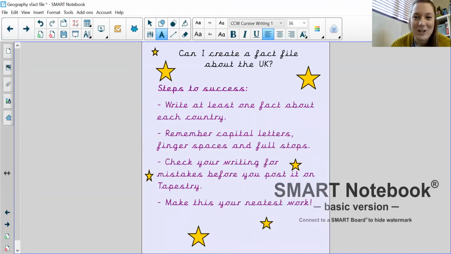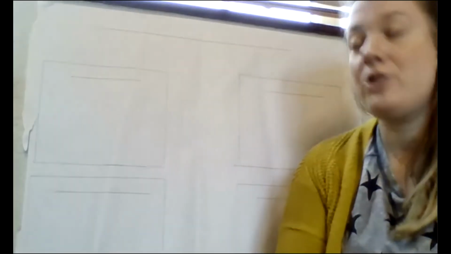Right, let me stop sharing. And then I'm going to write my fact file first, or I'm at least going to start it. And hopefully you can see what I've done. I've thought carefully about how I'm going to write my fact file. Now, when you do a fact file, it's really important that as soon as you look at it, you know what it's about. So then you need a very clear title. So I have drawn a line with a ruler at the top for my title. And my title is going to be The United Kingdom, because that is what my fact file is about.